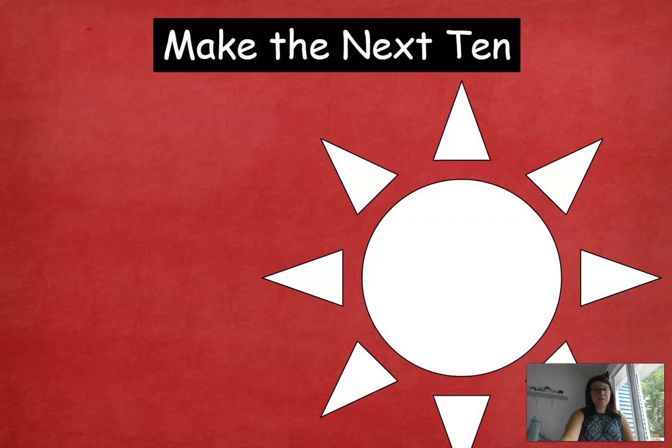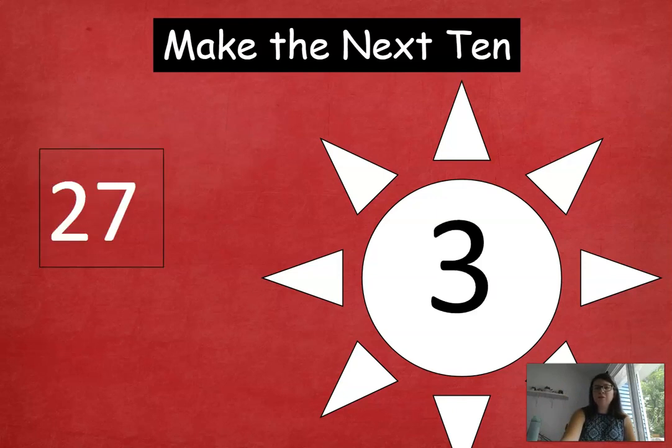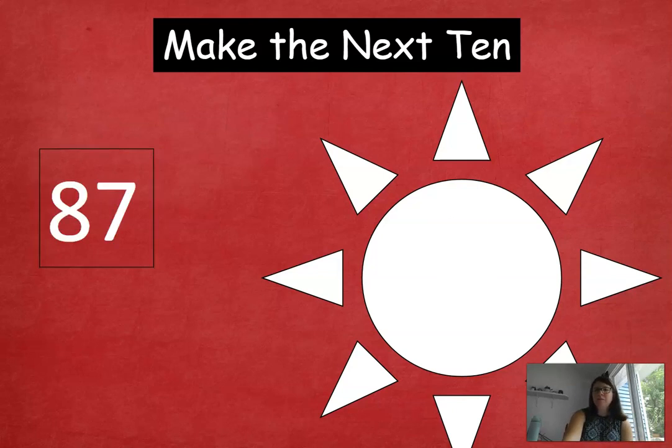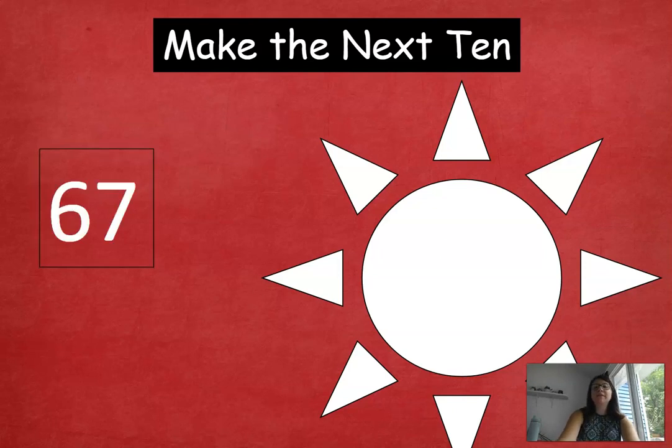67. Use these last two to help you. You're trying to get to 70. You're trying to get to the next 10. 67. 3. So 7, 27, and 67, you all need 3 to get to the next 10. 87, without counting, what do you think it's going to be to get to the next 10, based on our pattern? Very good! So you should have noticed that all of these numbers that have a 7 in the ones place need 3 more to get to 10.